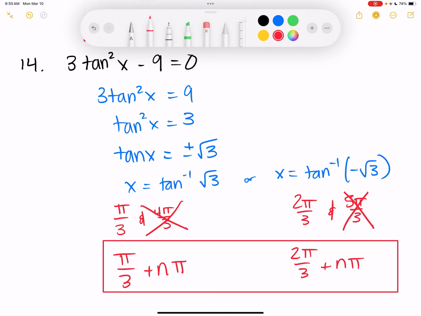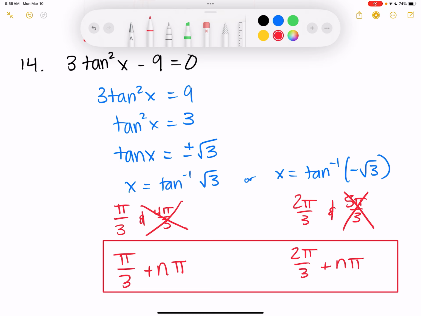How do you know it's the first one you come to? Starting on x, right, and going up. Starting and going around, the very first one that I come to is pi over 3. You should always go around in order.